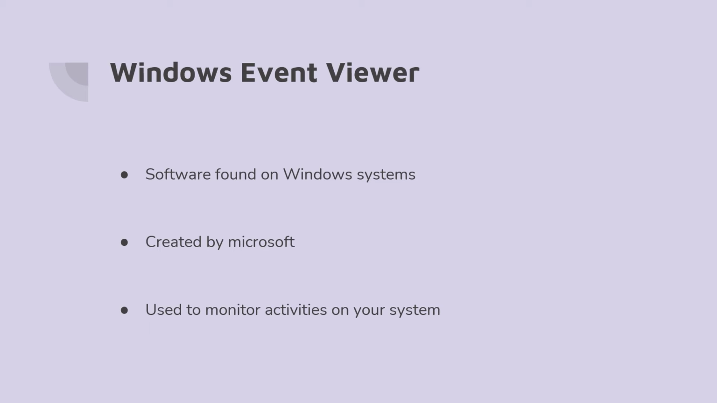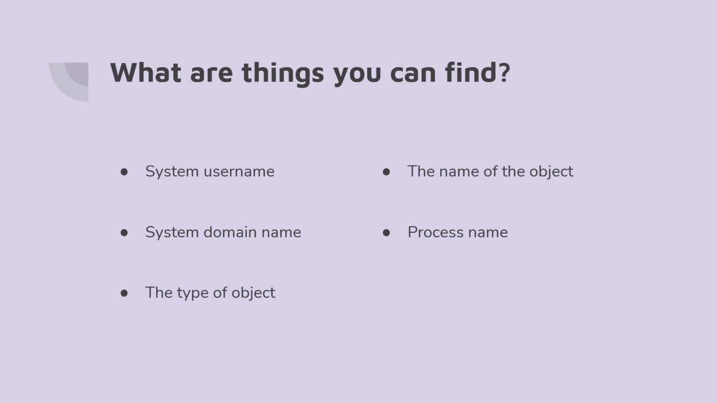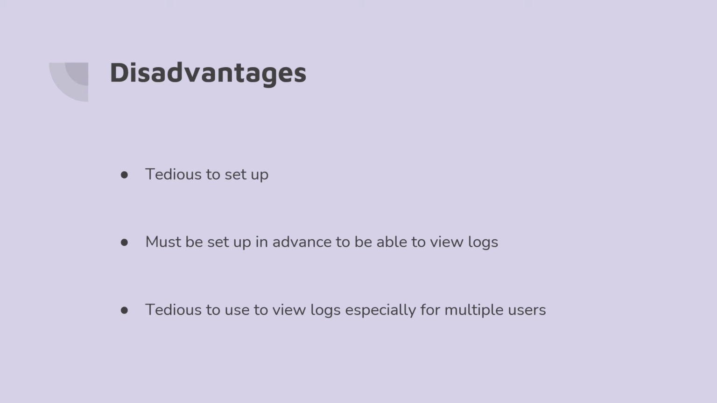To use Event Viewer, first you need to enable auditing permissions in your settings. Then you need to configure the settings to be able to audit all the individual files or folders that you want to monitor. After you enable the permissions, you can then use Event Viewer to view logs. Some of the information you can view are system username, system domain name, the type of object, the name of the object, and the process name. Event Viewer can show you errors, warnings, information, success audits, and failure audits.